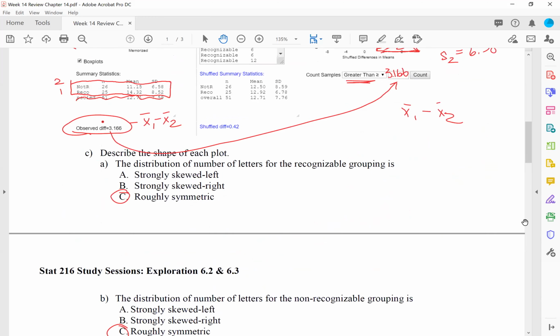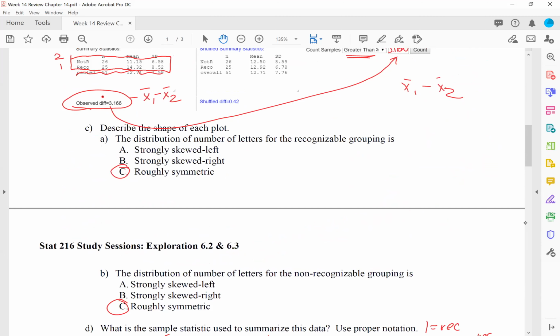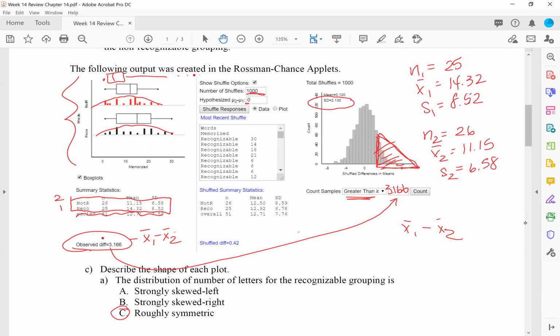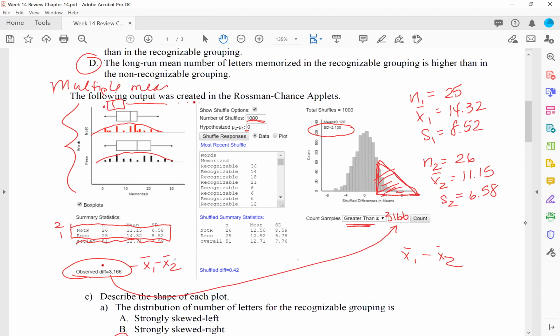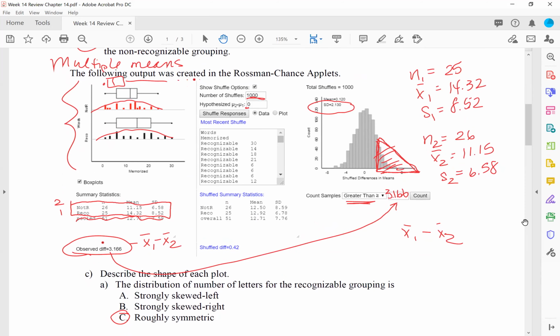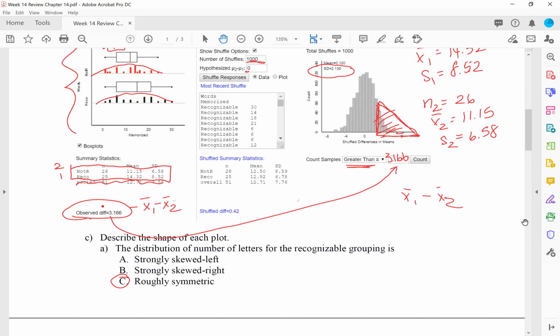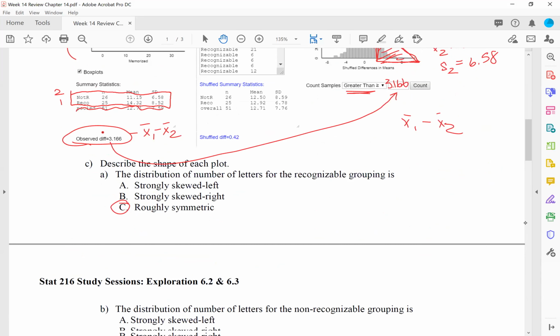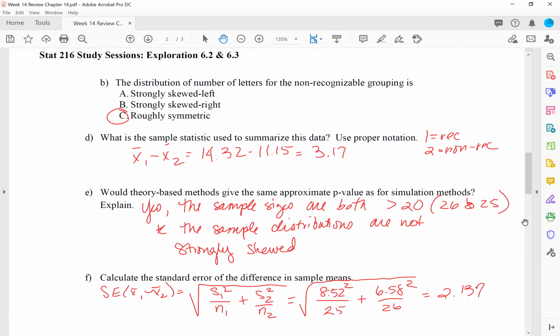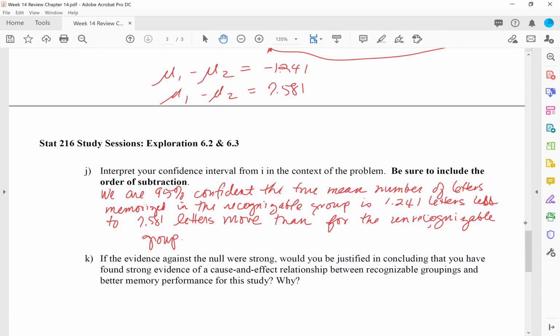Yep. And then what applet was used to create this? Multiple means. Multiple means? Okay, cool. Yeah, you'll need that for the study you're looking at today with the bouncing heights of the tennis balls. Okay, cool. Sweet. Any other questions on that so far? Nope. All right, going back down here.